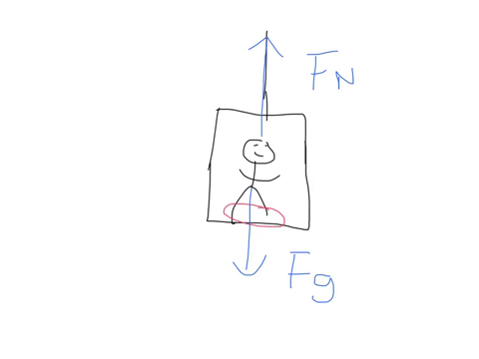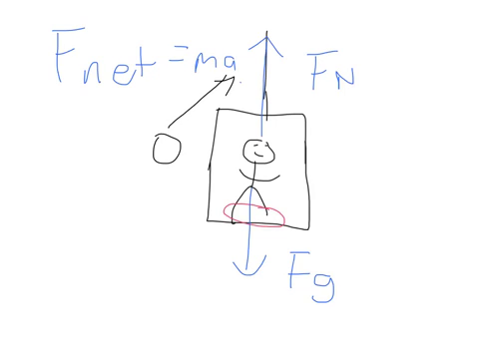Alright, so if the elevator is stationary, we can apply Newton's second law, which is that the net force is equal to ma. And what we see is acceleration is 0. So the net force on the person in the elevator is going to be equal to 0 when the elevator is stationary. Okay? So this is the stationary case.